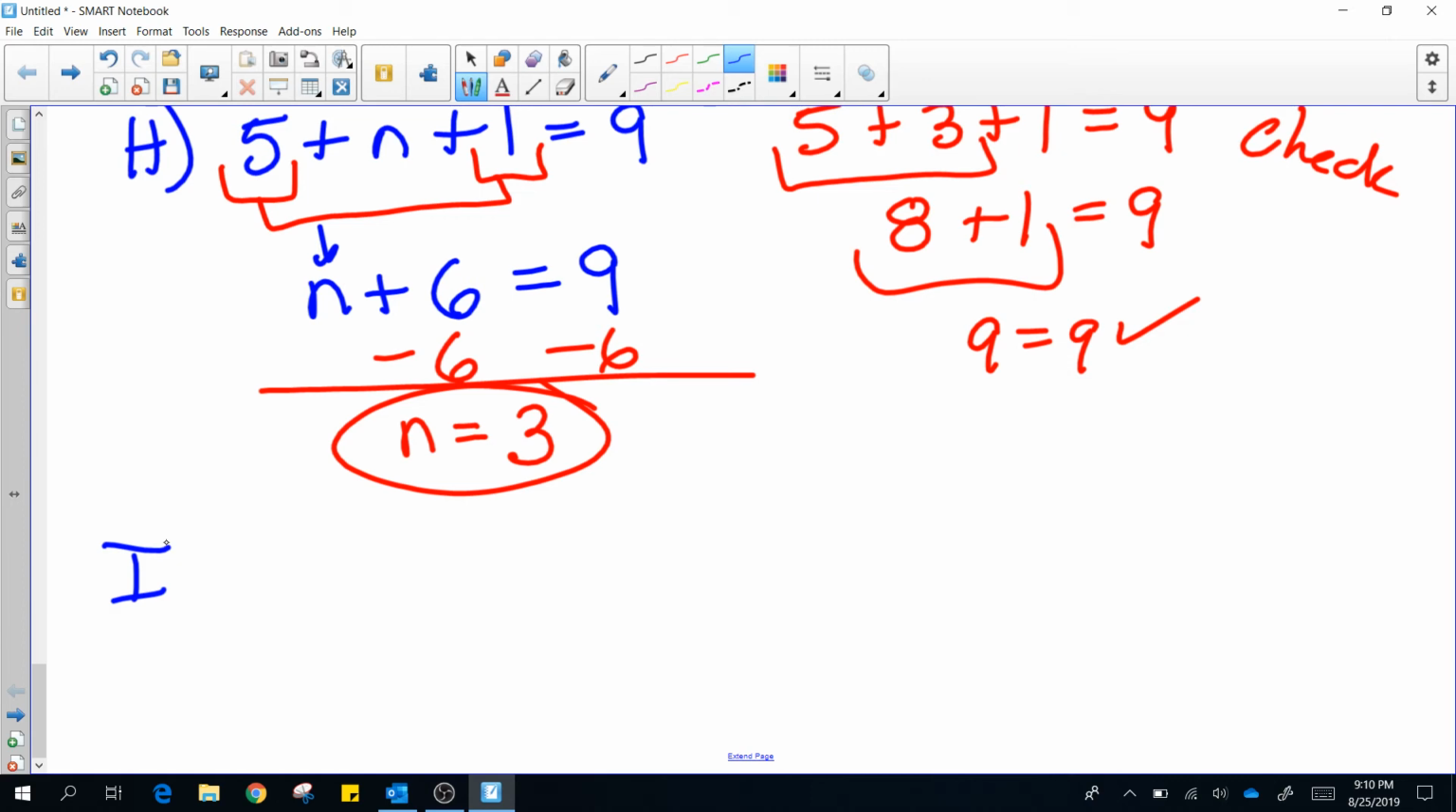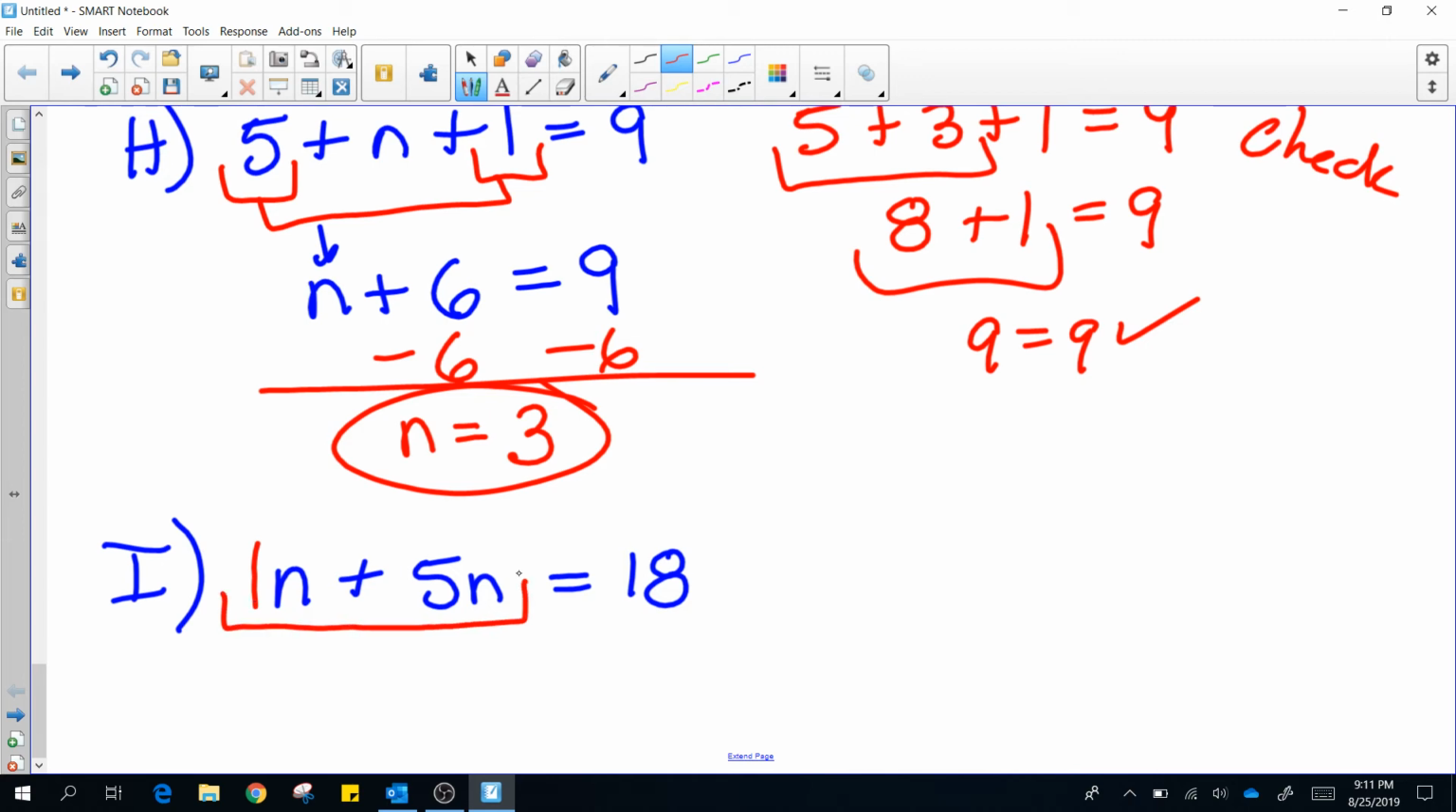What if I had something like this? So before I can solve for a variable, I need to combine my like terms. So this is technically a 1. So I have like terms here. So that makes 6n equals 18.